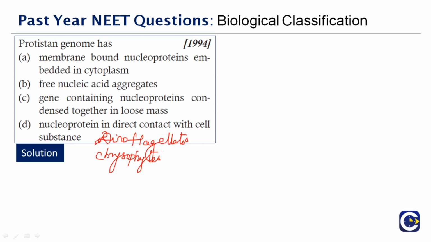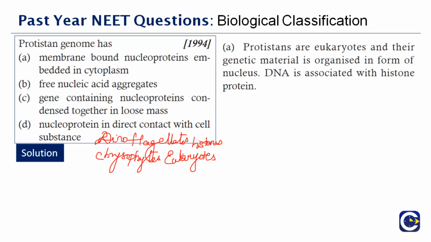Out of the 4 options given here, always remember that the Protista kingdom belongs to eukaryotes. This is a major important thing that you need to remember here. Their genetic material is organized in the form of a nucleus, and since they are eukaryotes, they will obviously have proteins called histones in them. Therefore, the correct answer to this question will be option A. It is a membrane-bound nuclear protein embedded in the cytoplasm. As they resemble eukaryotes in their nature, everything will be well defined and correctly structured.